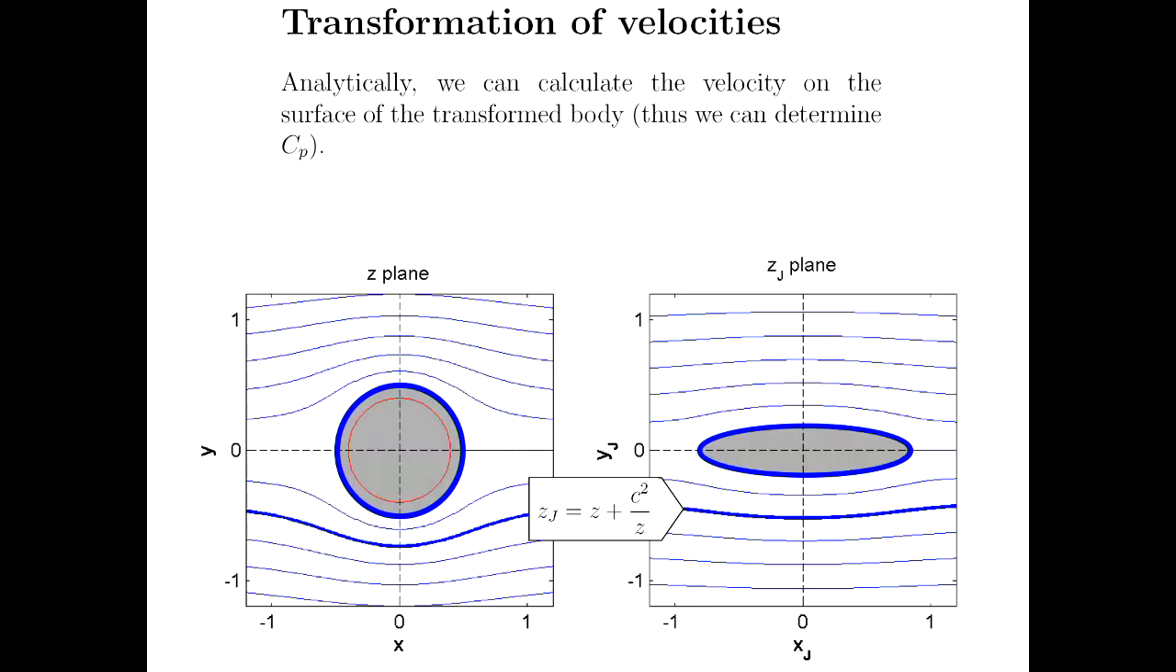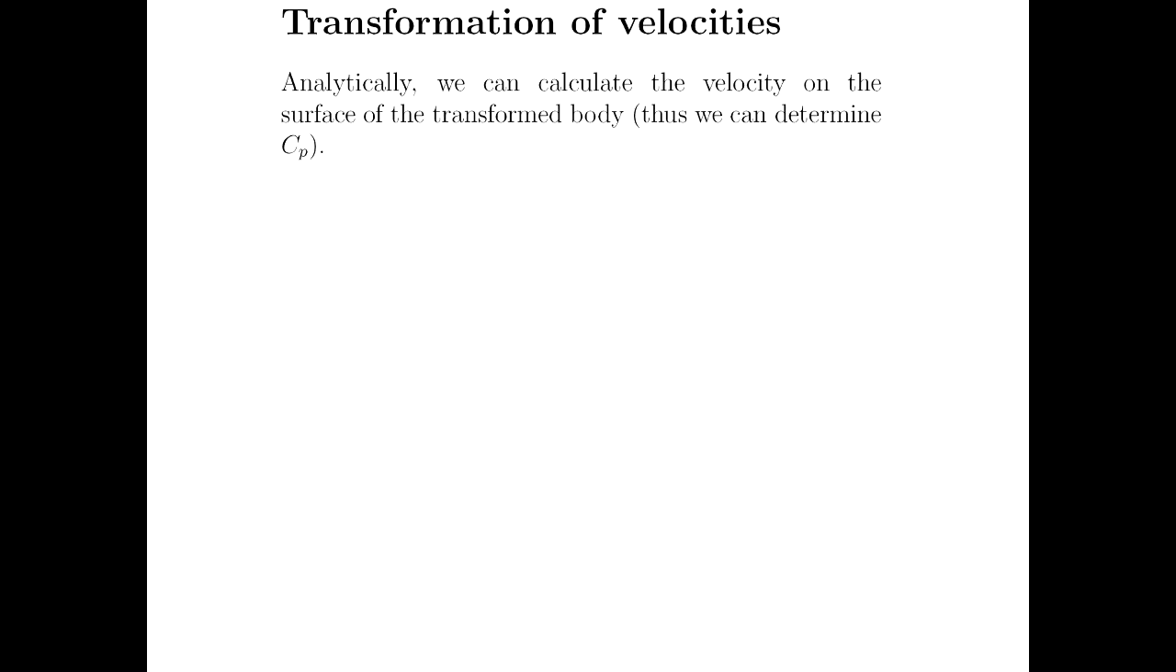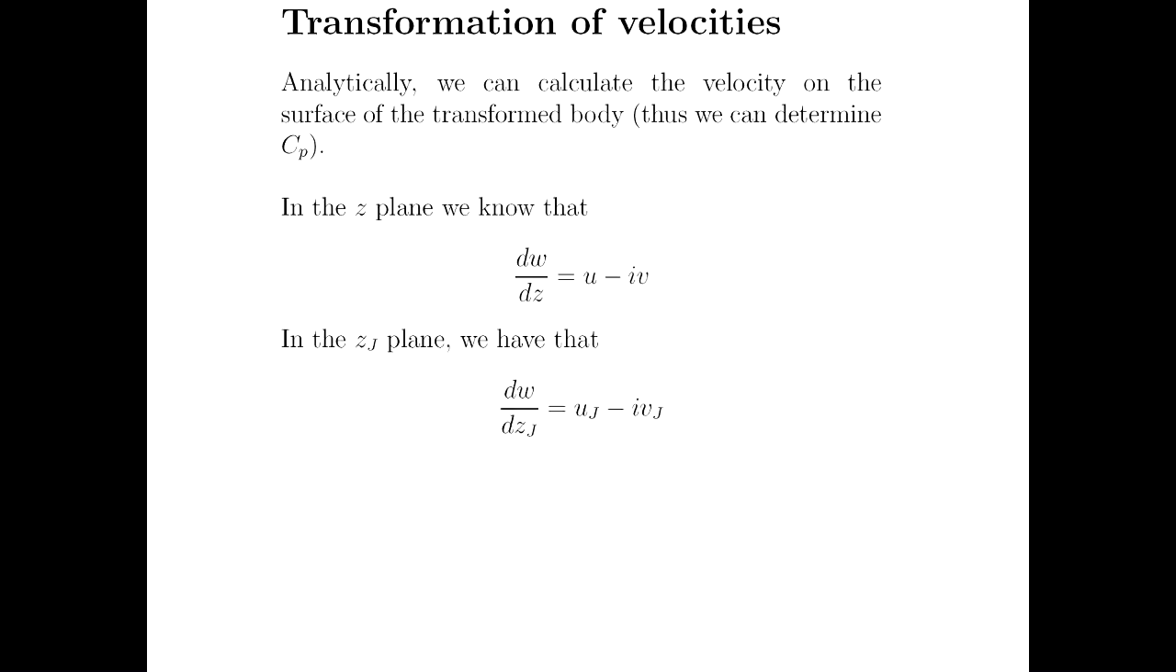And since we know what the streamlines are, we know what the velocities are, so we can very easily calculate our pressure coefficient. We know that in the z-plane, our velocity is just u minus iv when we differentiate our complex potential. And in the zj plane, it's similar: dw/dzj is just equal to uj minus ivj.